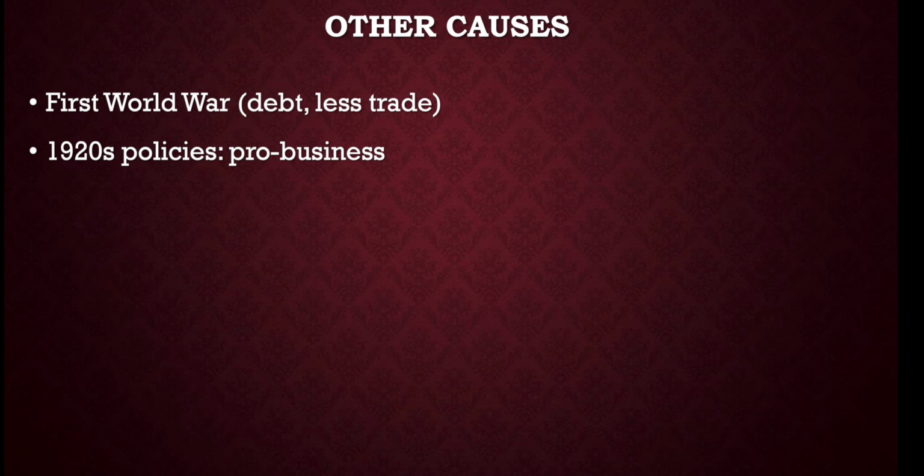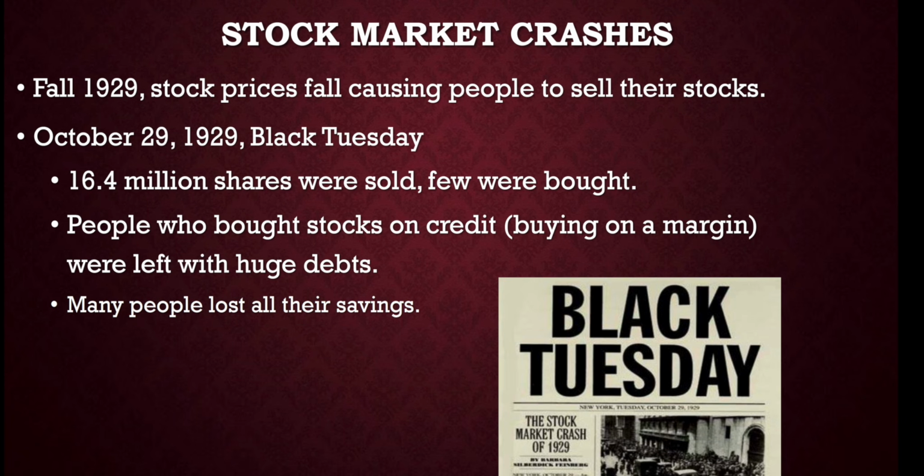And then you actually get the stock market crash. In the fall of 1929, stock prices have been falling throughout the fall, which causes people to just sell off their stocks. And October 29th, 1929 is when the Great Crash happens. This is known as Black Tuesday. 16.4 million shares were sold on this date, but very few were actually bought, causing the stock market and that Dow Jones number to plummet. Whenever you're selling off stocks, it loses value because, think also supply and demand. You have a greater supply of those stocks on the market and few people wanting to buy them, so the prices drop.